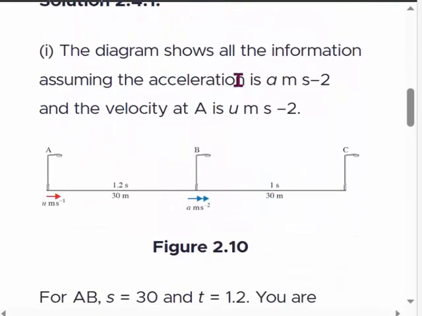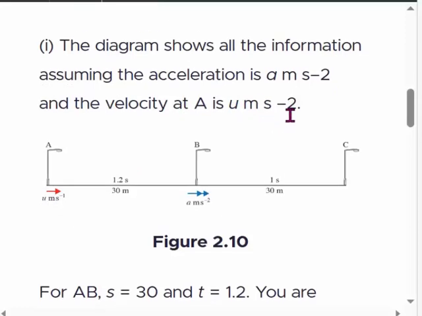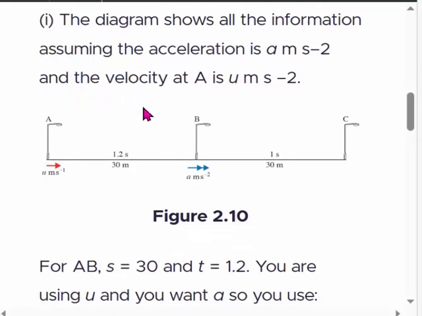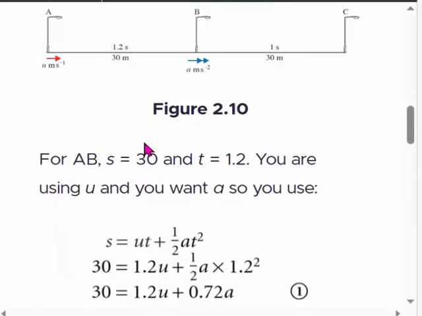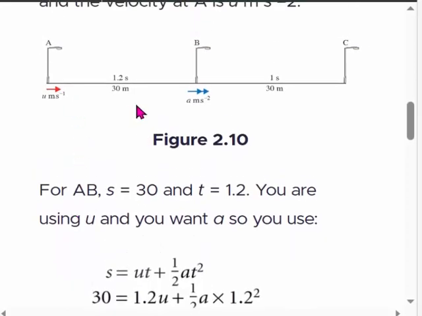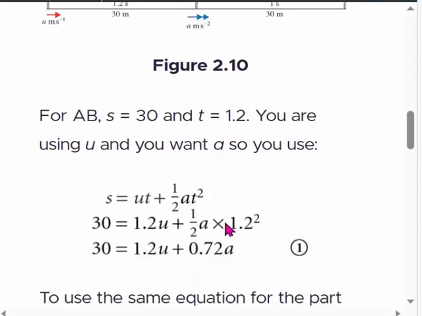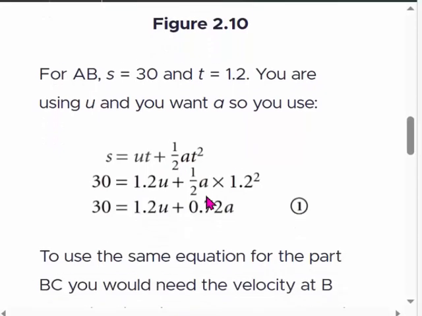So let's see the picture again. The diagram shows all the information, assuming acceleration is a meters per second squared, which is unknown, and the velocity at A is also unknown. Sorry, it should be u meters per second at the first lamppost. Then we can apply it for section AB. What we know is the distance is 30 meters and the time taken is 1.2 seconds, and we don't know u and we don't know a, so we can use the equation s equals ut plus half at squared.